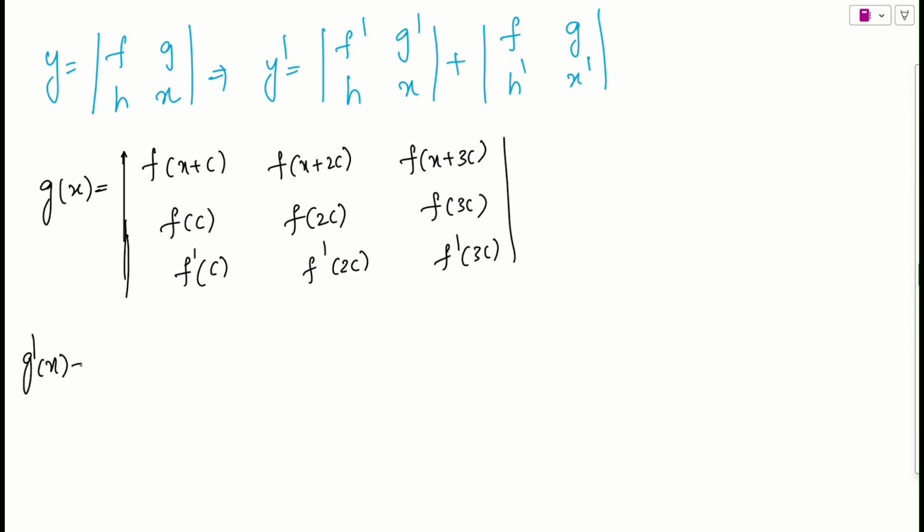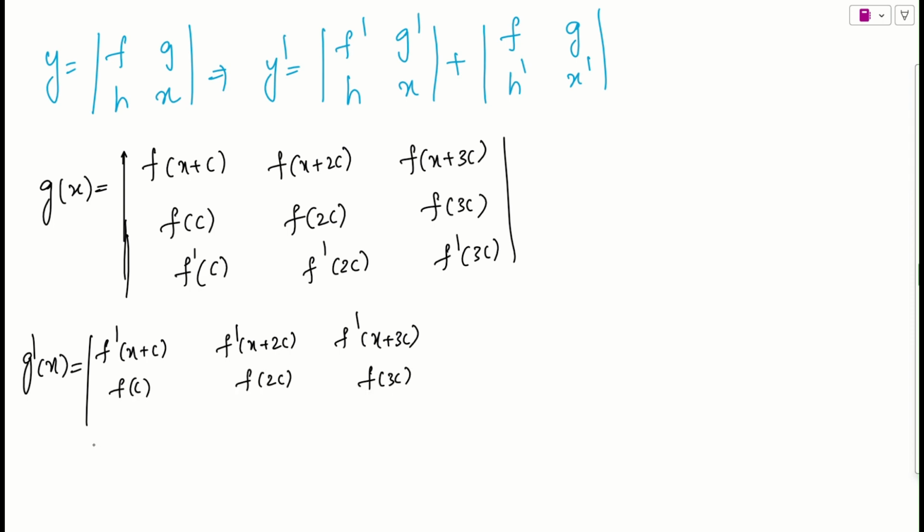G dash of x is nothing but first row derivative. What is derivative of first row? F dash of x plus c, f dash of x plus 2c, and this is also f dash of x plus 3c. Is it okay? Rest everything will be f of c as it is, f of 2c as it is, f of 3c as it is. Third row will be f dash of c as it is. Is it fine? And this will be f dash of 2c as it is, and this will be f dash of 3c as it is, right?